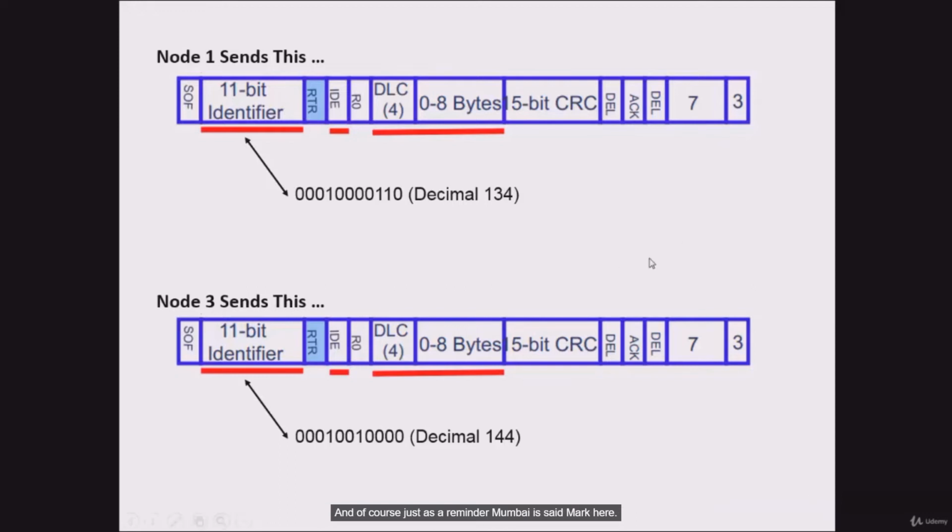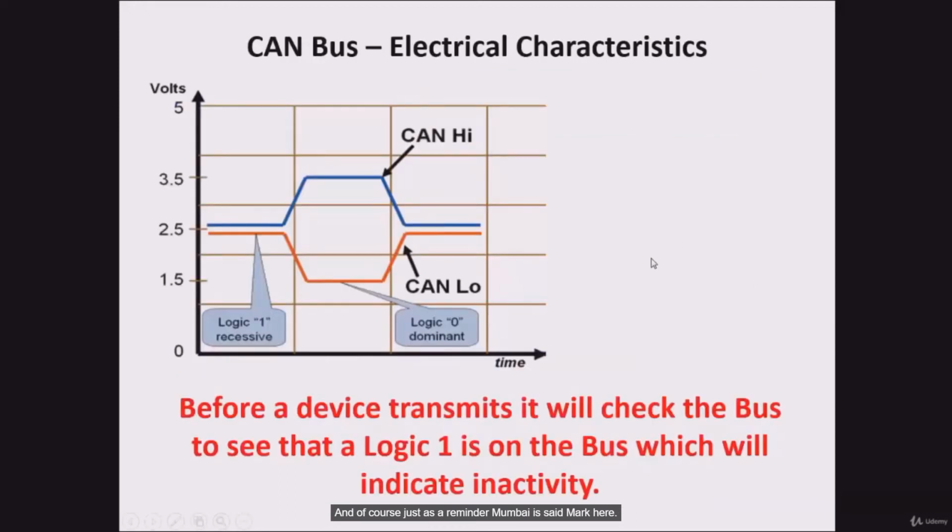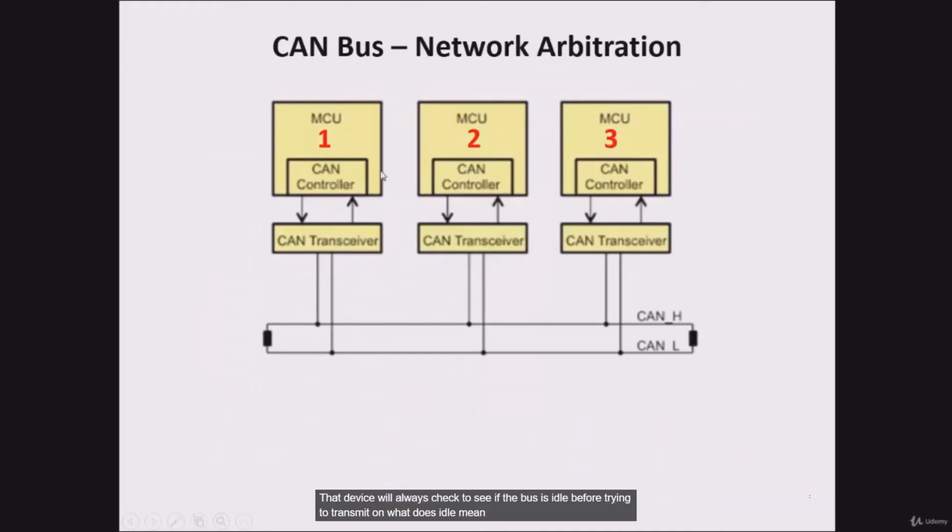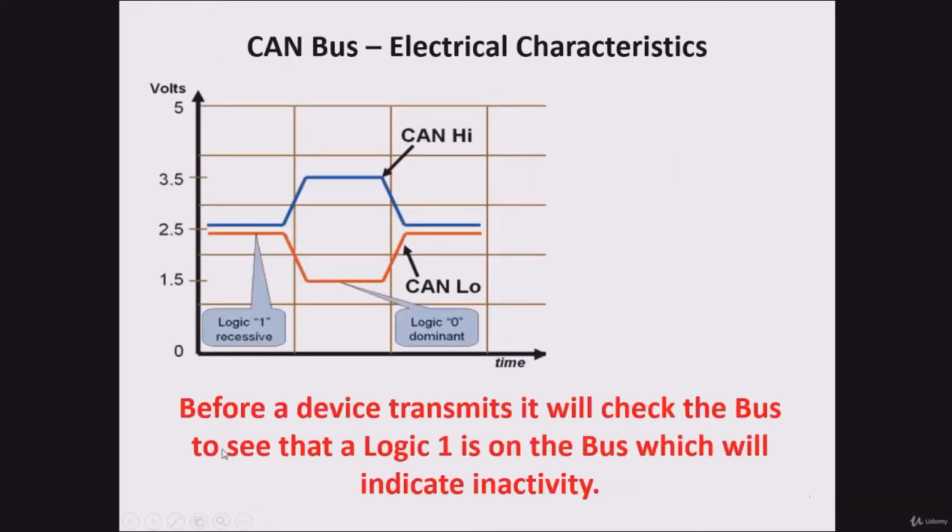And of course, just as a reminder, remember I said, going back here, that our device will always check to see if the bus is idle before trying to transmit. And what does idle mean? Idle means logic 1 or recessive. So before a device transmits, it will check the bus to see that logic 1 is on the bus, which will indicate inactivity. It will then send or start to send. So that's an idea of normal, quote unquote, normal CAN bus messages flying back and forth on the network.